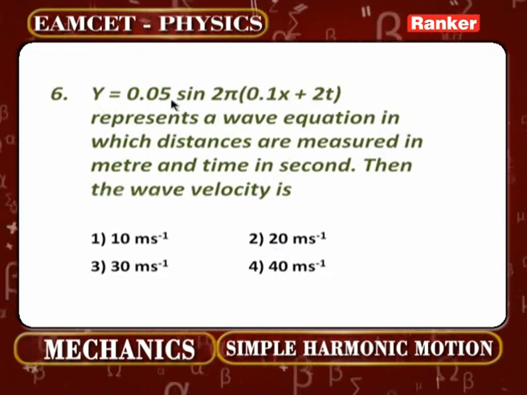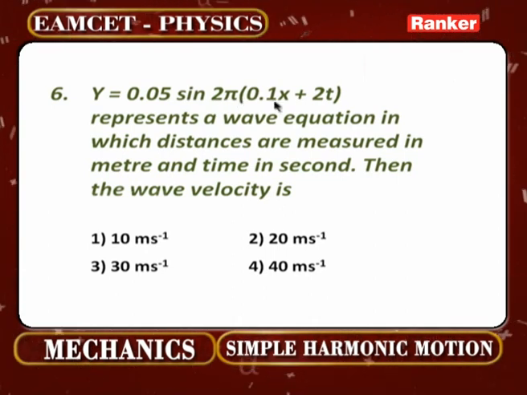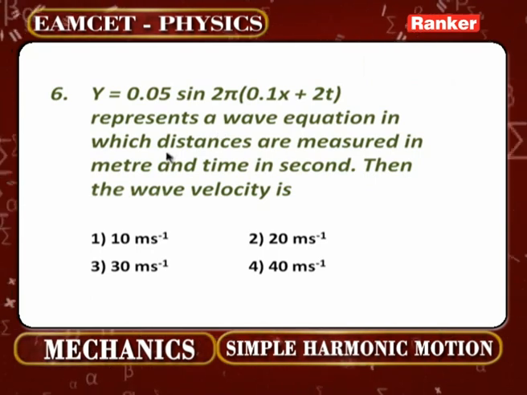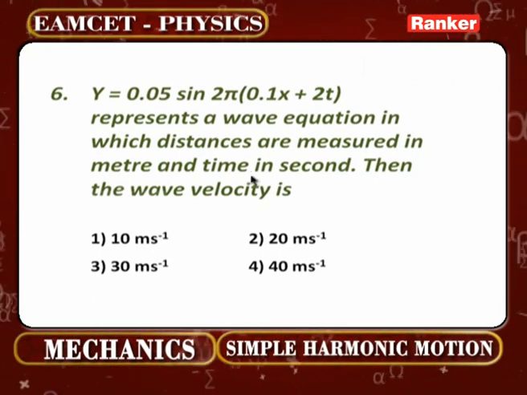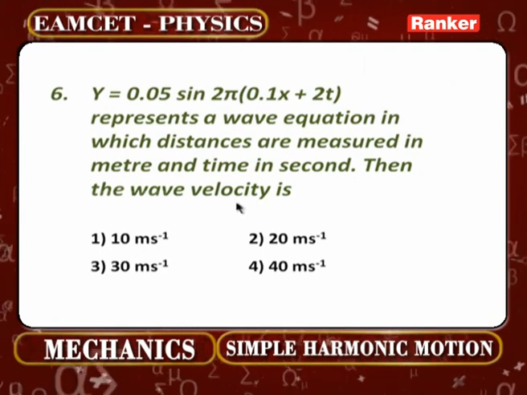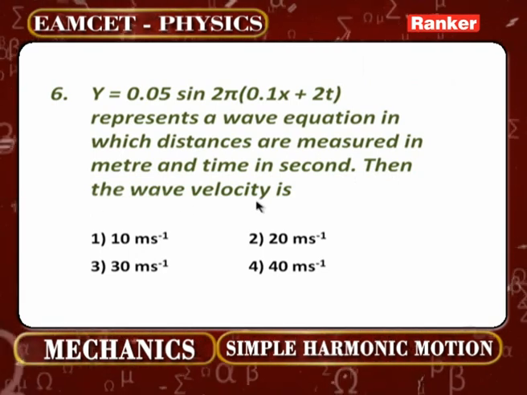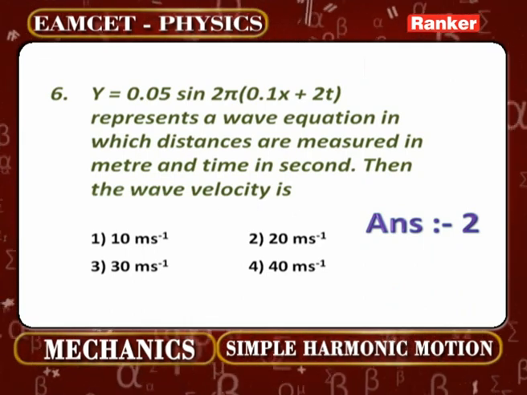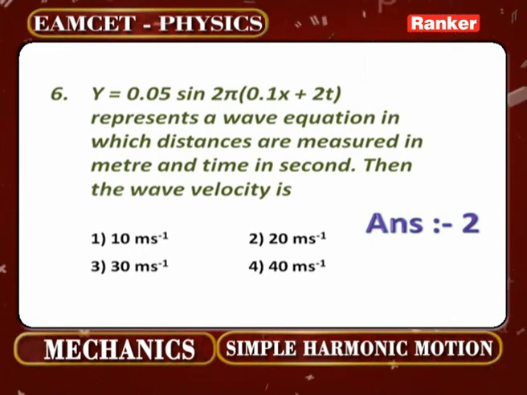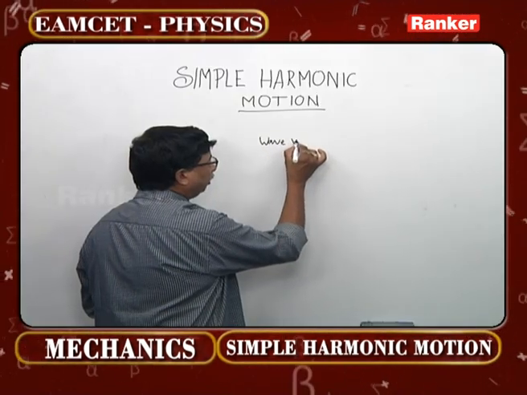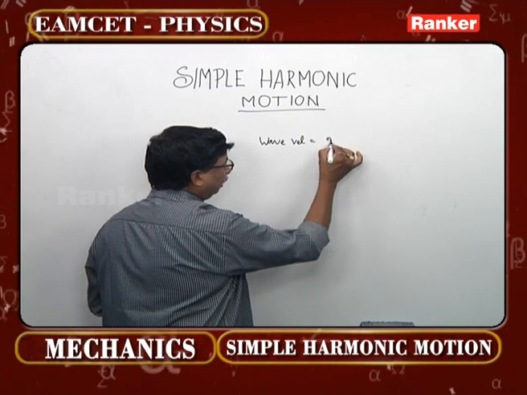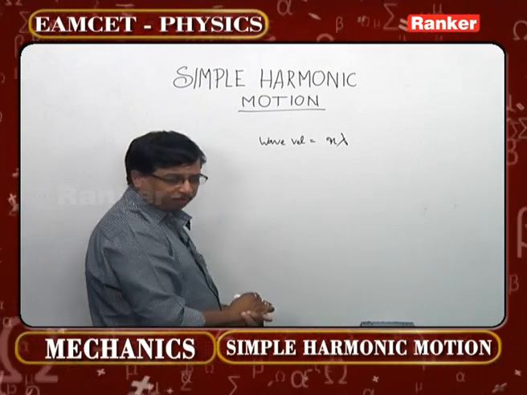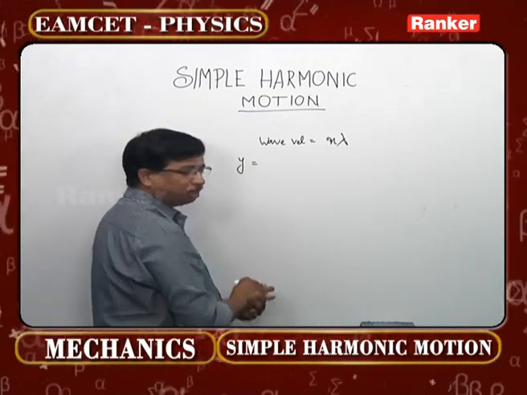Y is equal to 0.05 sine 2 pi into 0.1x plus 2t represents a wave equation in which distances are measured in meter and time in second. That means every value is given in SI units. Then the wave velocity will be how much? Particle velocity we have already discussed, omega root a square minus y square. What is the general formula for wave velocity? Wave velocity is n lambda, n being linear frequency and lambda being wavelength. Now what is the value? See the equation given carefully.